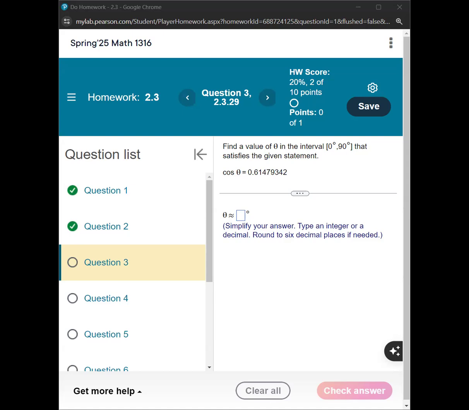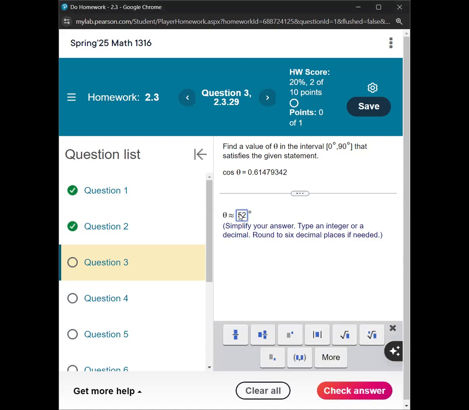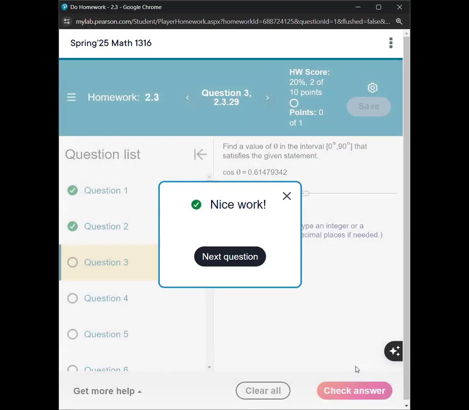The given cosine value is 0.61479342. And the angle we need is 50.0630886472. Type an integer or decimal rounded to 6 decimal places. So I will tell them the angle is 52.0630. Instead of 88, I need 89, because 6 makes the previous digit go 1 higher.